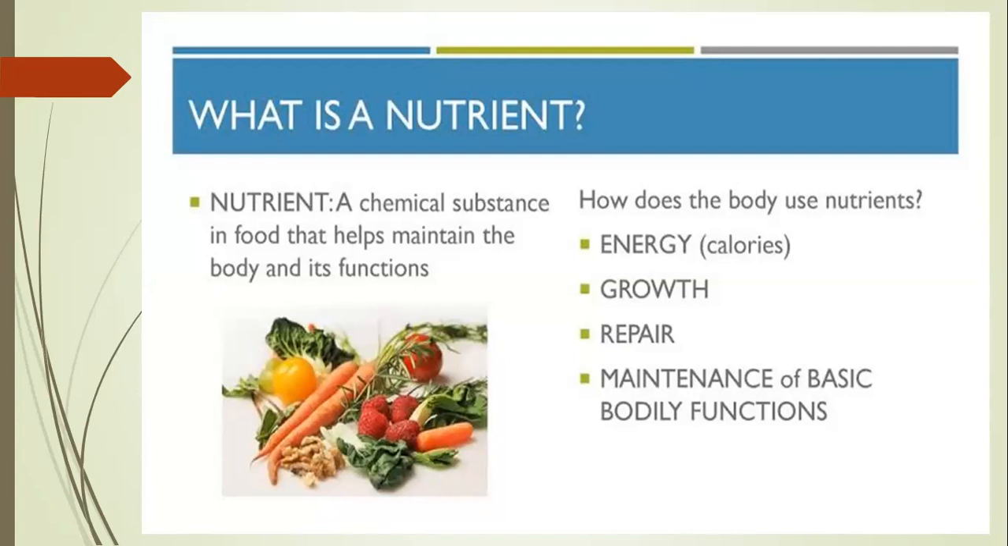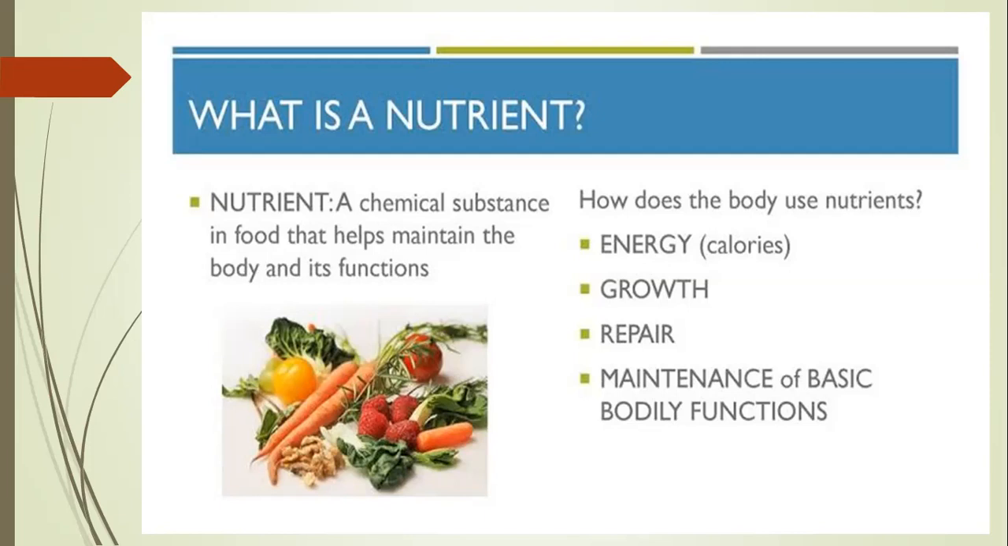Or in another way we can say a nutrient is a chemical substance in food that helps to maintain the body and its functions. How does the body use the nutrients? First, in the form of energy. It also requires them to grow, to repair the wear and tear of tissues of our body, and to maintain the basic bodily functions. So our food contains essential components required by our body, and these components are called nutrients.